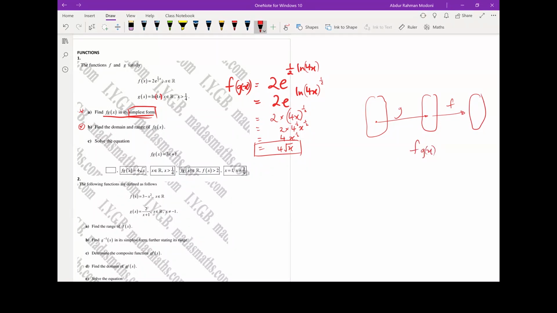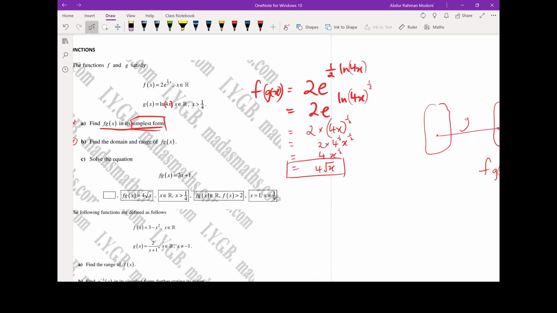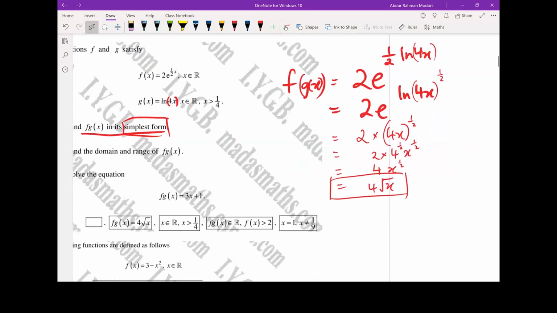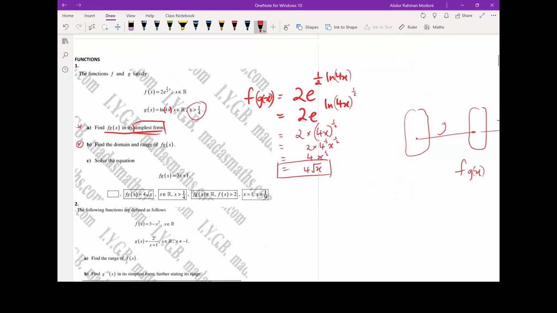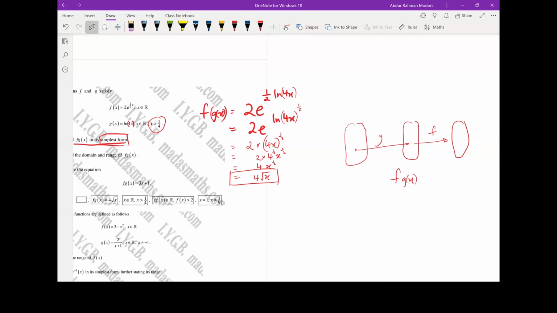Okay, so we need to look at what is the domain first of all of g, because g is essentially what's been applied first. Now they've told us what the domain is for g. g is all real numbers, but also x is greater than 4. So that's the domain we're going to start off with for the composite function. But that might not necessarily be the domain of the composite function.